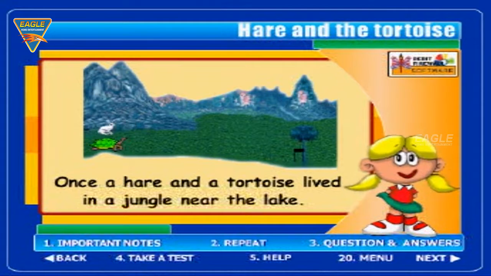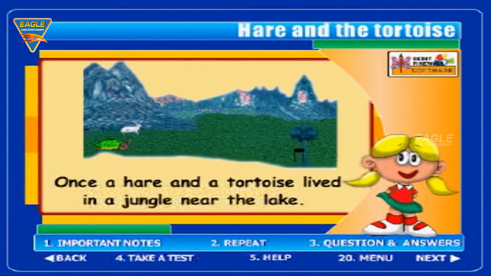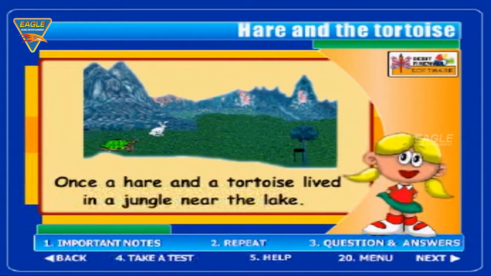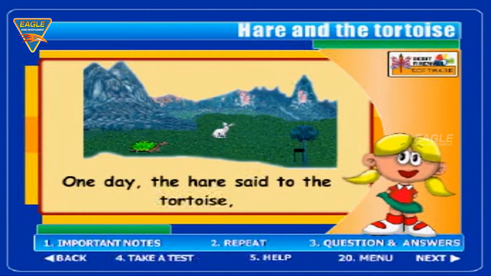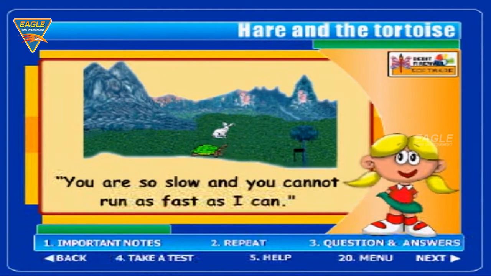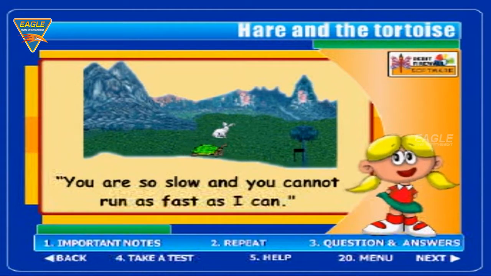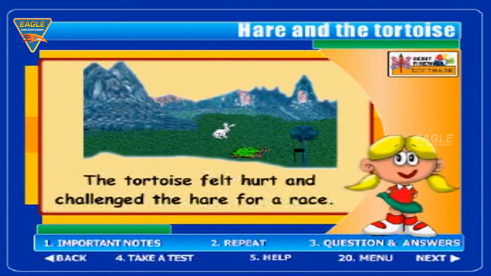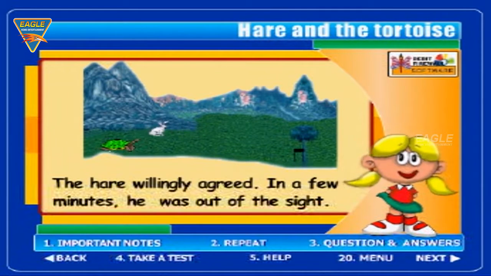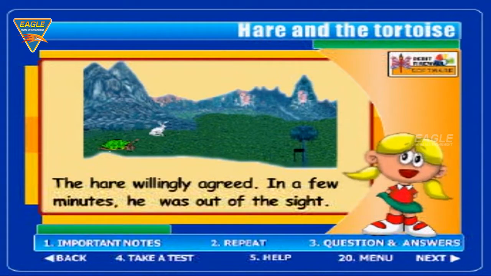Once a hare and a tortoise lived in a jungle near the lake. One day, the hare said to the tortoise, "You are so slow and you cannot run as fast as I can." The tortoise felt hurt and challenged the hare for a race. The hare willingly agreed. In a few minutes, he was out of the sight.